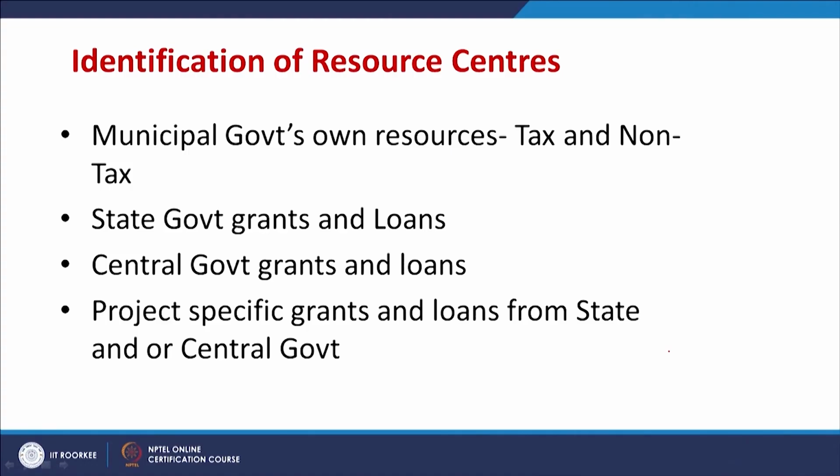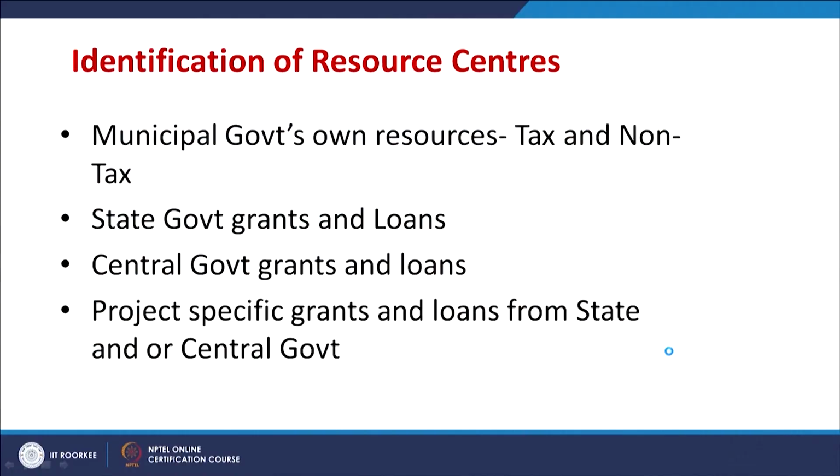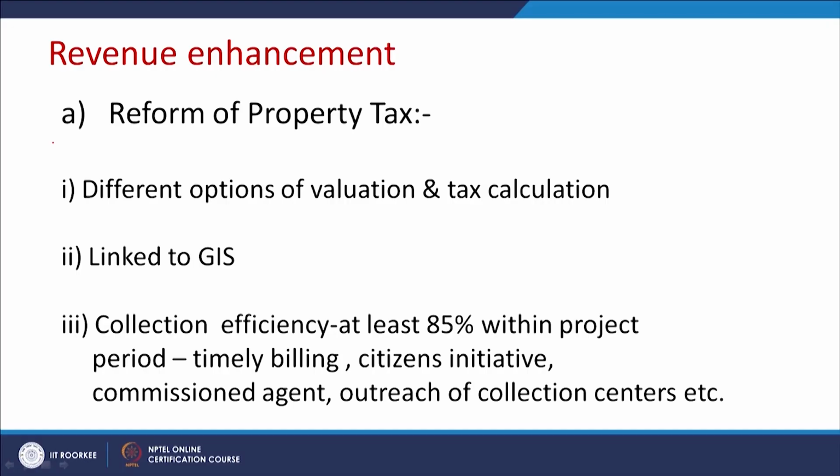Okay. So, apart from your general tax base and non-tax base, you can also identify a few other resource centers like grants and loans, and there could be central government grants and loans, and project specific grants and loans from the state and central government. For example, most of the municipalities are right now getting grants from the Amrut mission and Smart City mission, or any other mission. Those are also another very important source of resources which they can use.